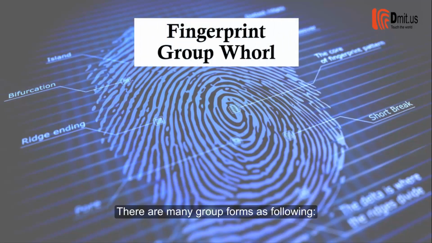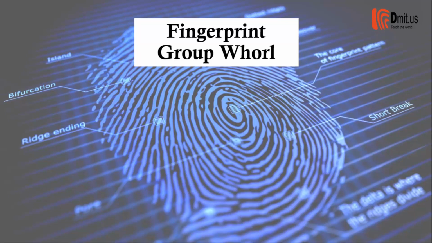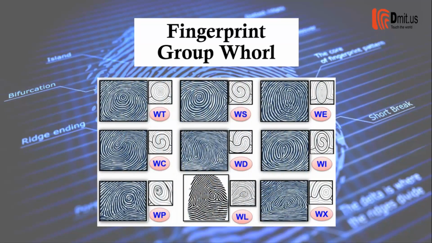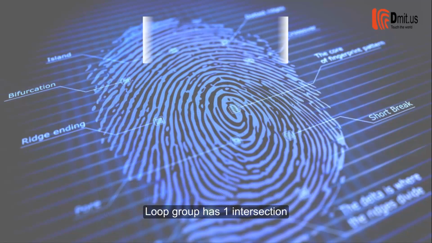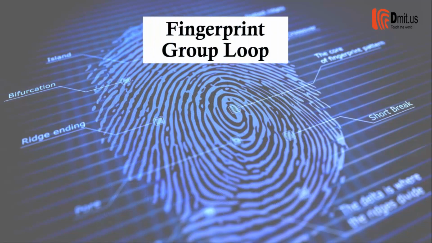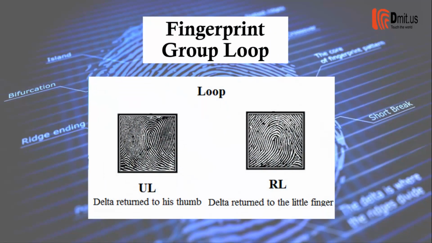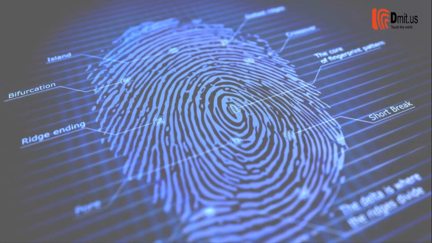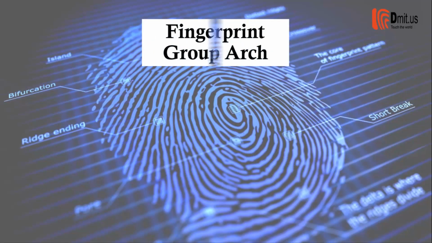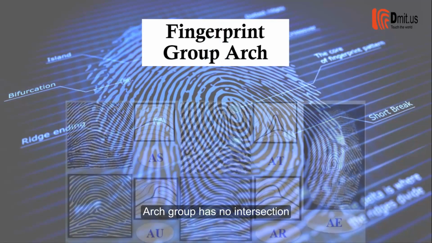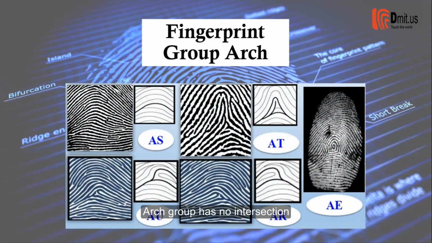There are many group forms as follows. The whorl group has 2 intersections. The loop group has 1 intersection. The arch group has no intersection.